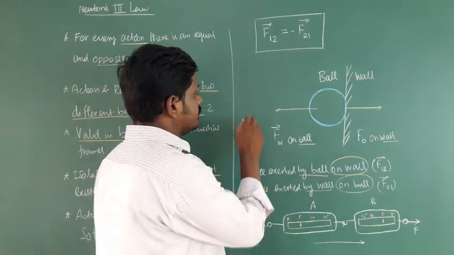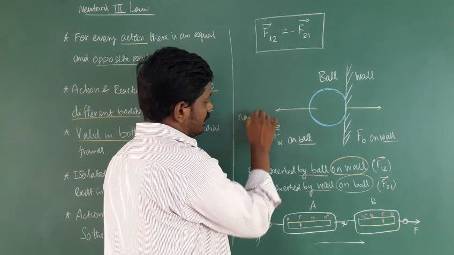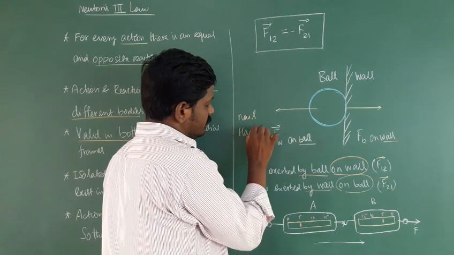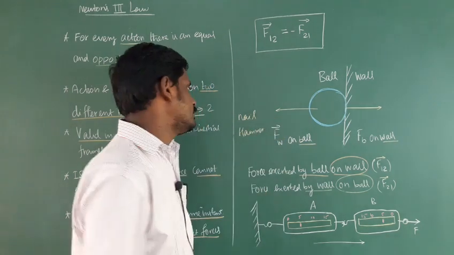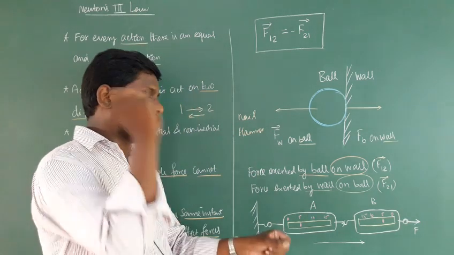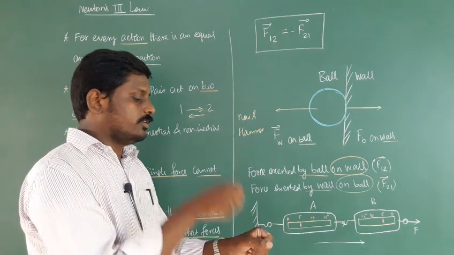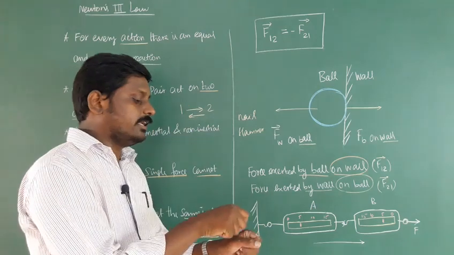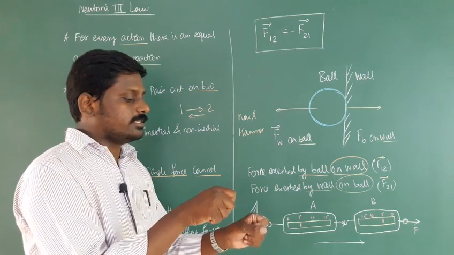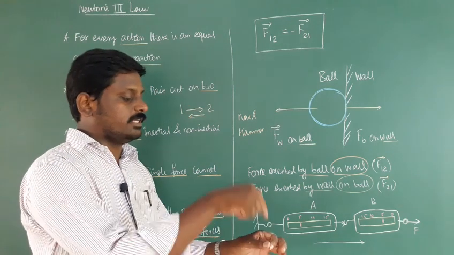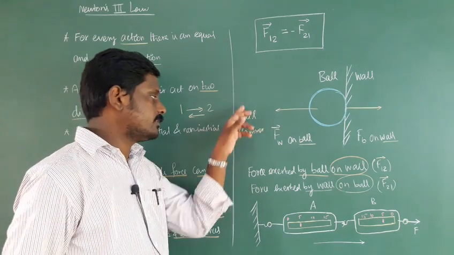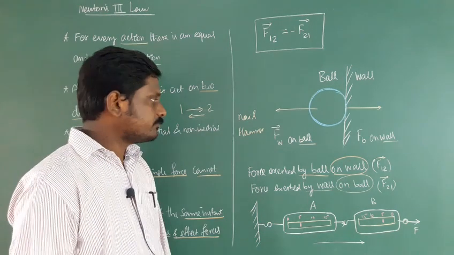Another example is a nail and hammer. We are using some force to fix the nail using a hammer. We are applying a force, so there is a force exerted by the hammer on the nail. At the same time, there is a reaction force exerted from the nail on the hammer. That is an action and reaction pair.